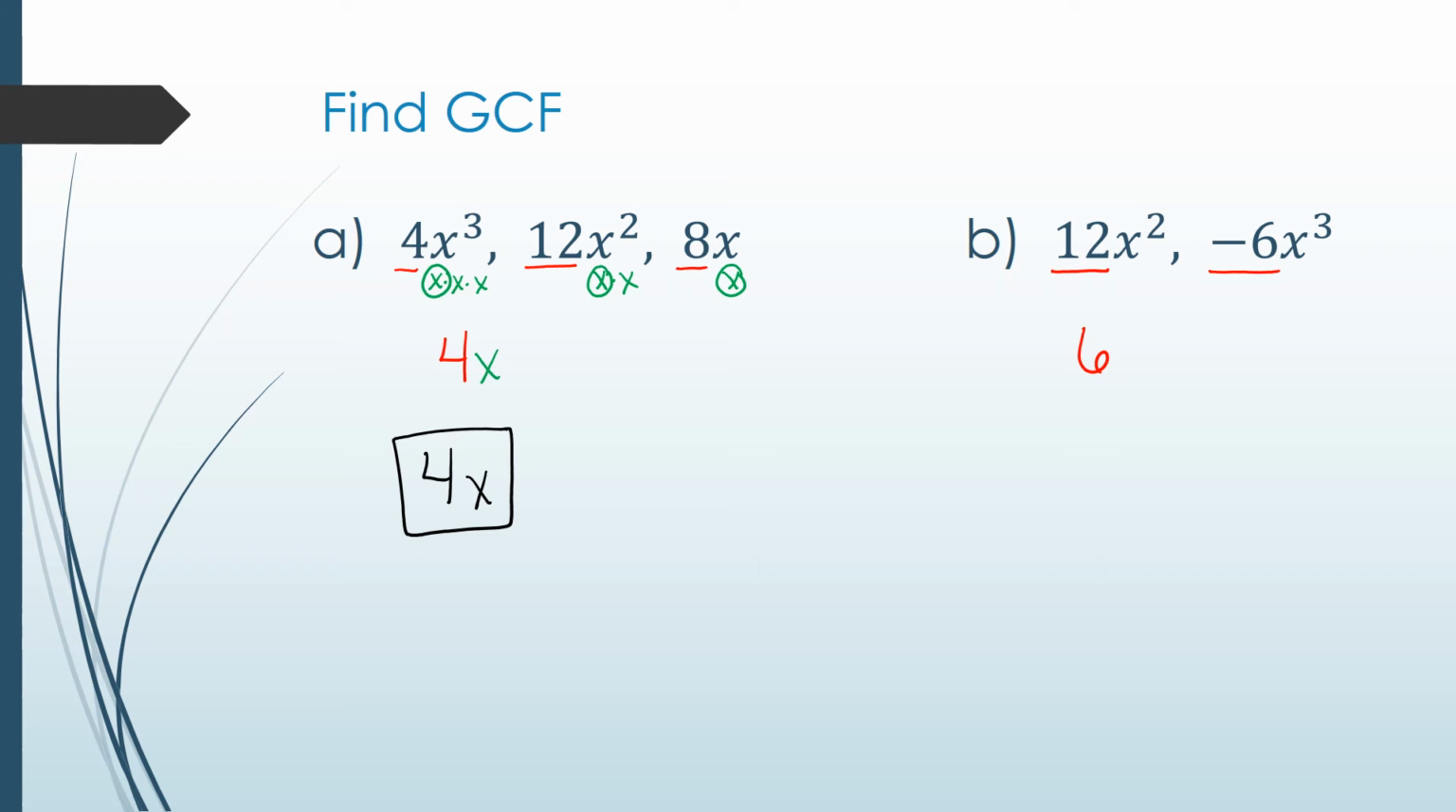Now let's look at the variables. x squared is x times x. x cubed is x times x times x. We want to know the most they both have in common. They both have 1 x and they both have a second x, which means they're both made up of x times x, or we can simplify that and say that's x squared. So the GCF of both of those terms is 6x squared.